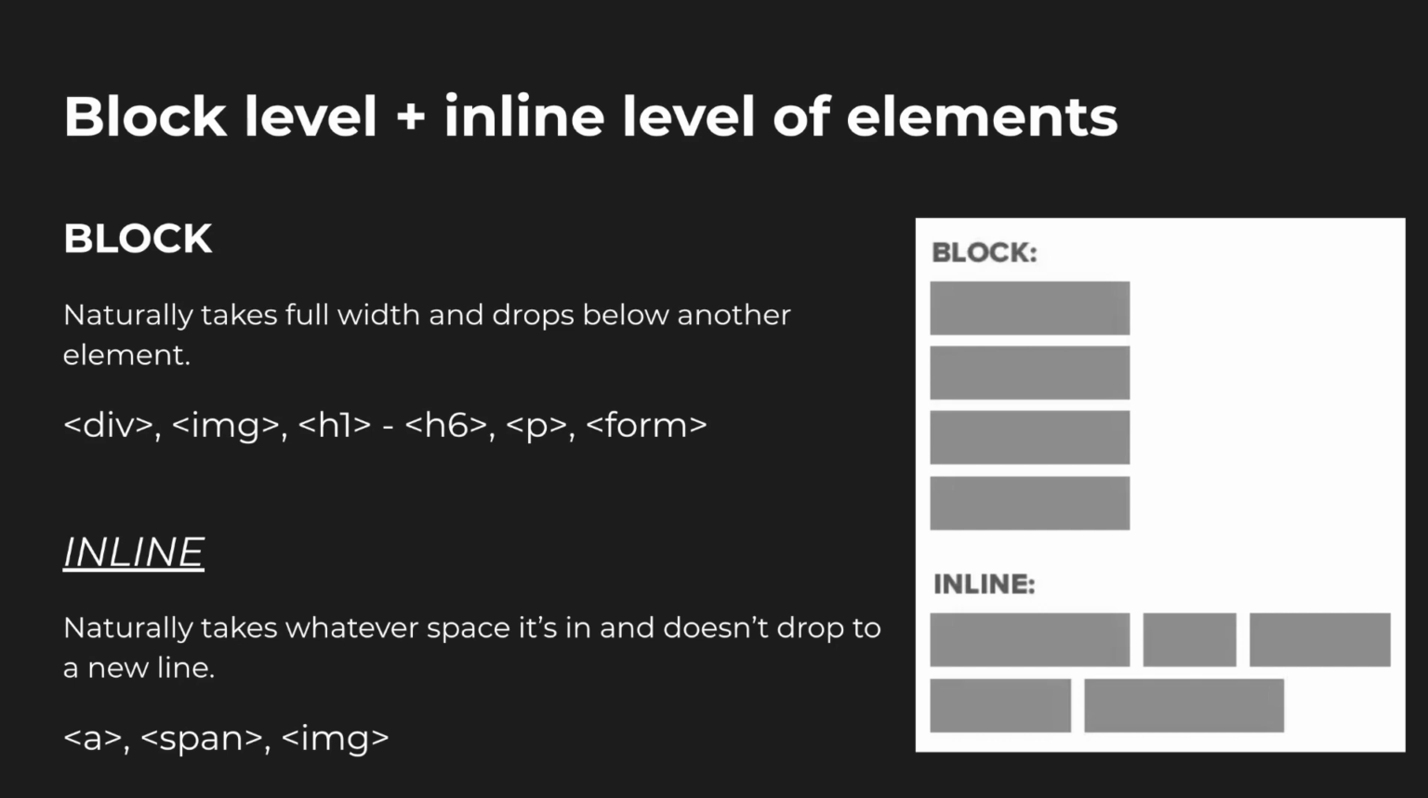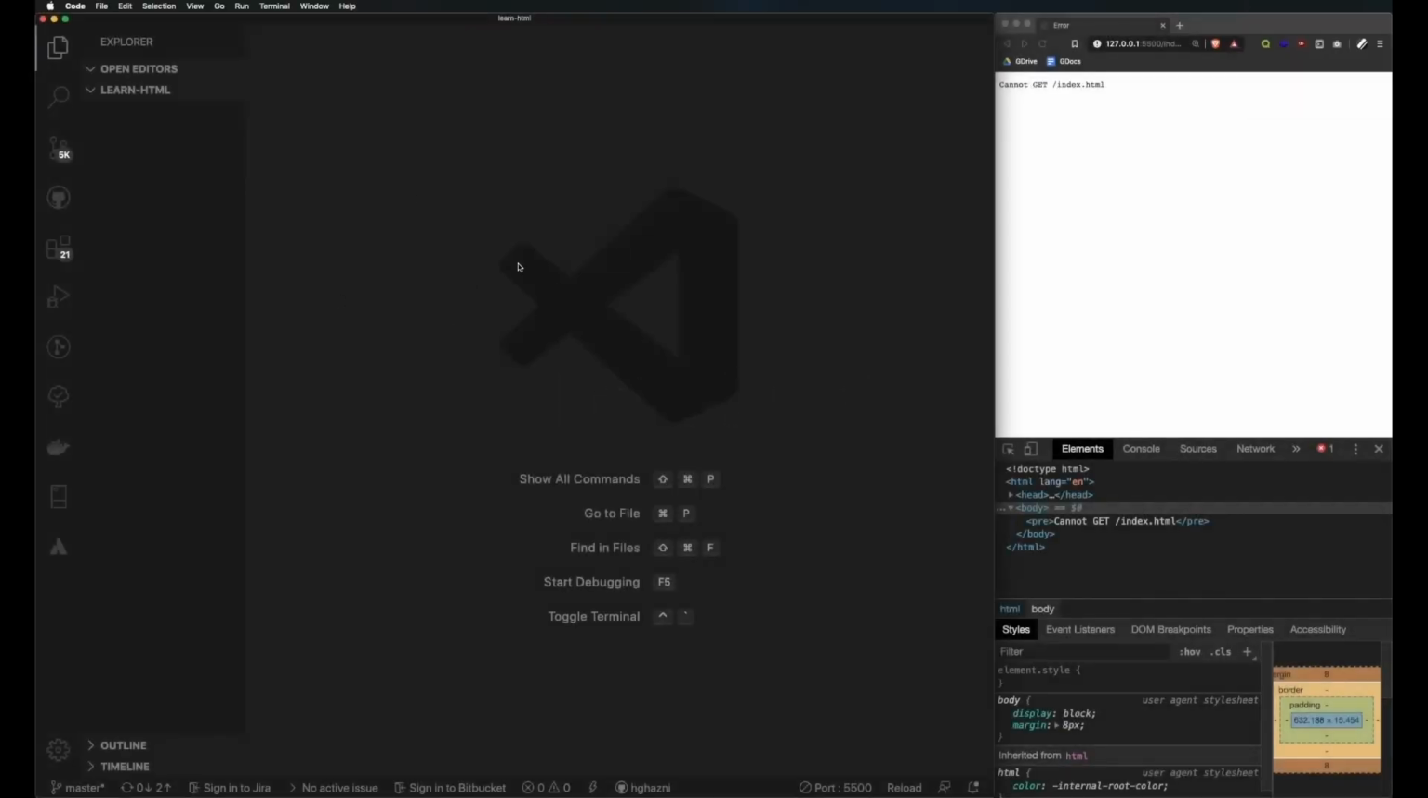Now inline does the opposite. It does not take the entire width, it just takes the space that it's within, and it does not push itself below other content. So inline elements could be anchor tags, the A tag, spans, and images. So with all that out the way, let's jump into some code. So let's start making our website.